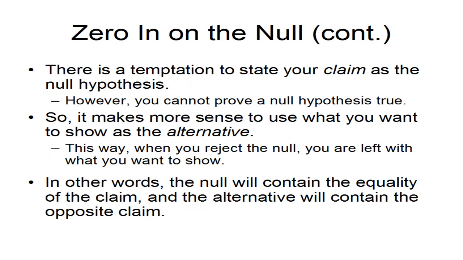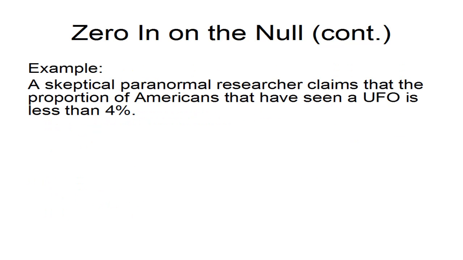There is a temptation to state your claim as the null hypothesis. However, you cannot prove a null hypothesis true. So it makes more sense to use what you want to show as the alternative. This way, when you reject the null, you are left with what you want to show. In other words, the null will contain the equality of the claim, and the alternative will contain the opposite claim.